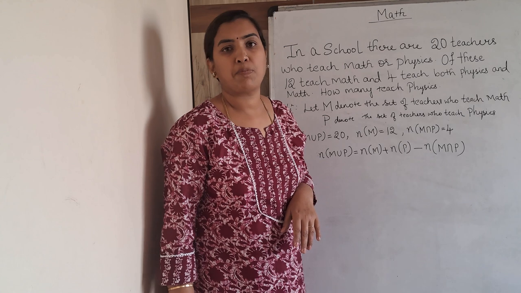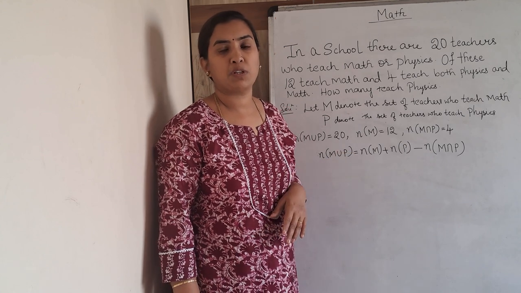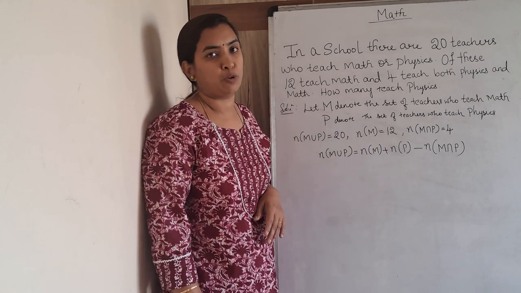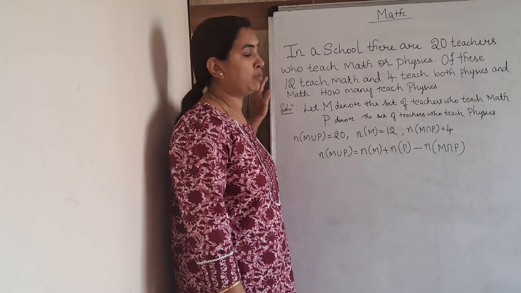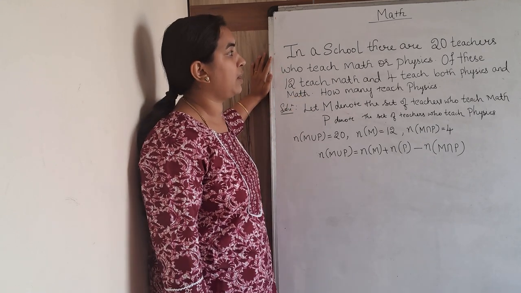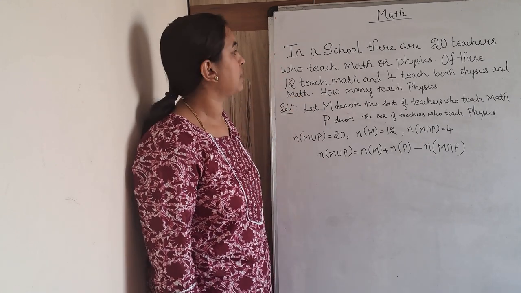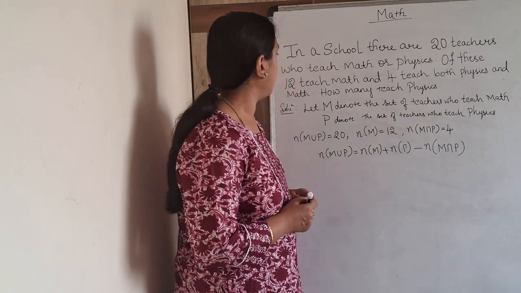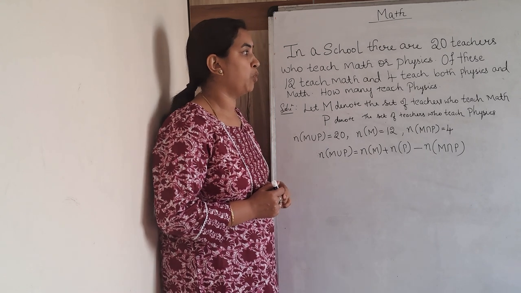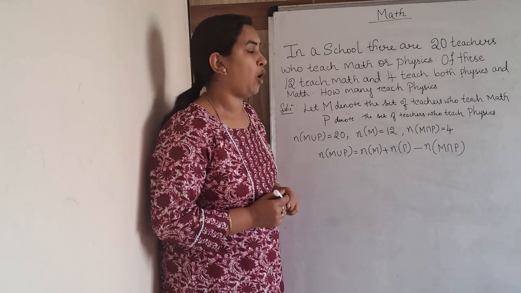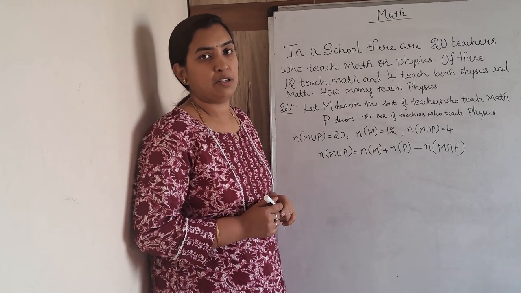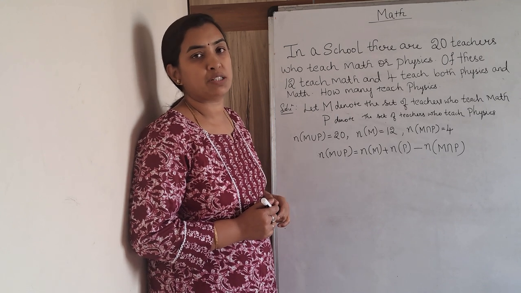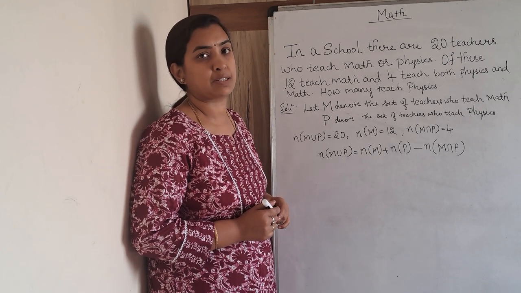Let me give an example of how to solve a word problem using the formulas which I taught you now. So here the problem is, in a school there are 20 teachers who teach math or physics. Of these, 12 teach math and 4 teach both physics and math. How many teach physics? So you need to find out the number of teachers who teach only physics.